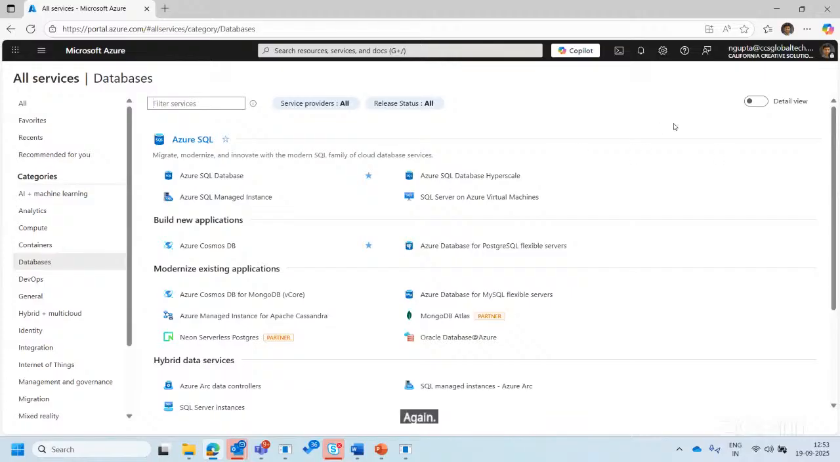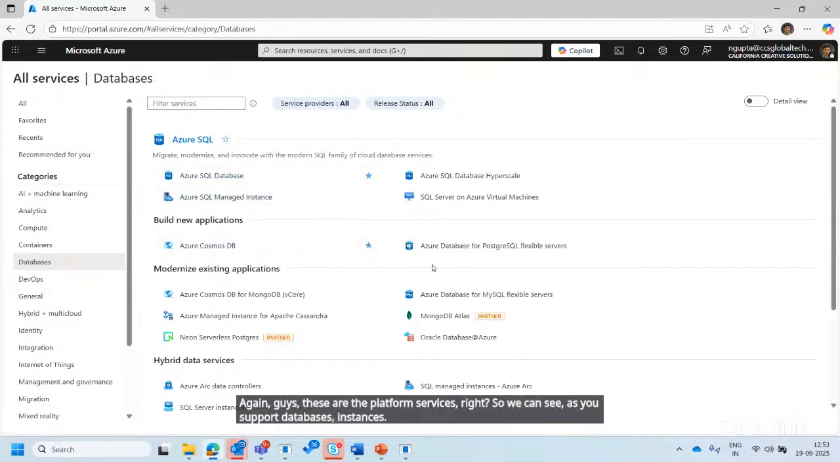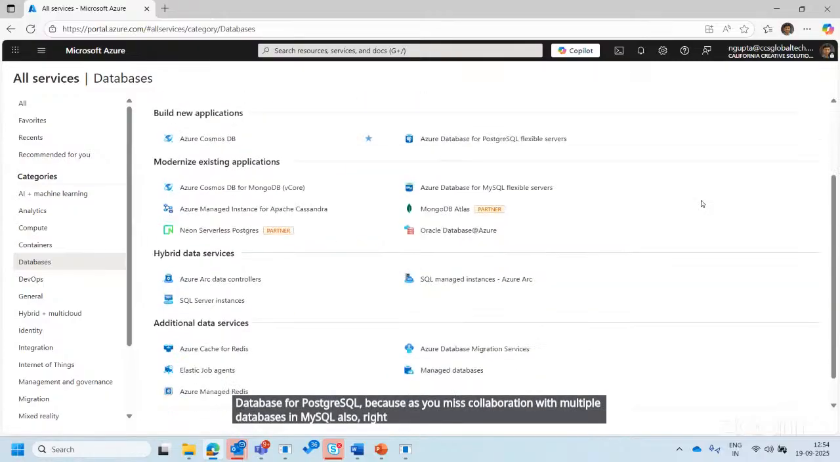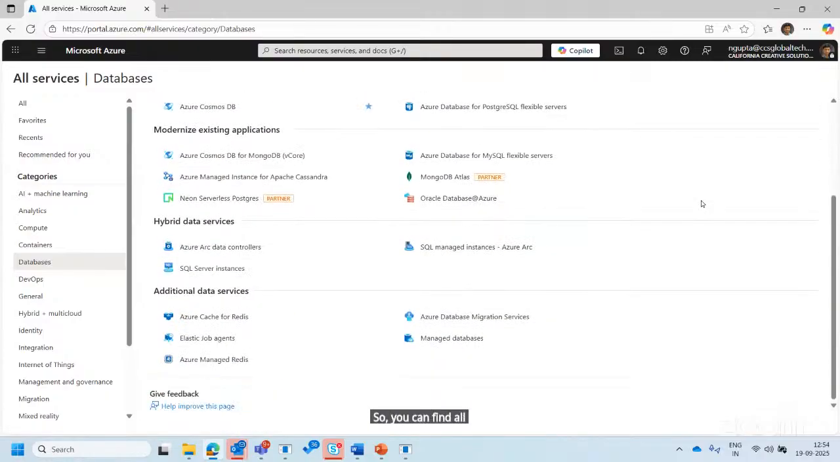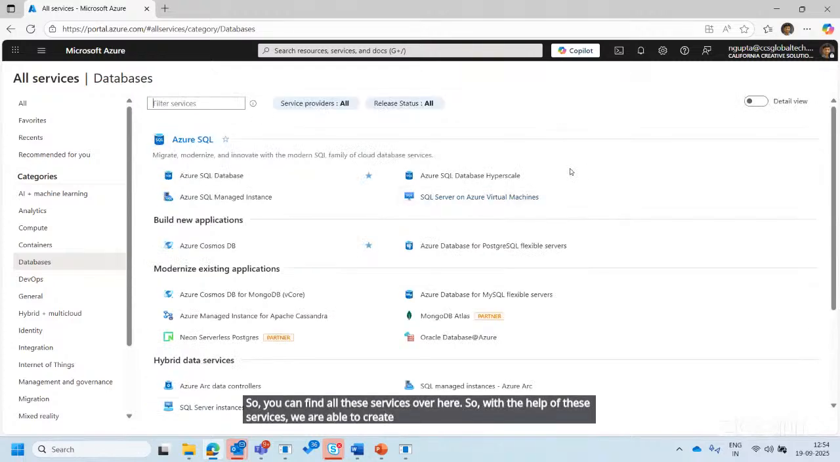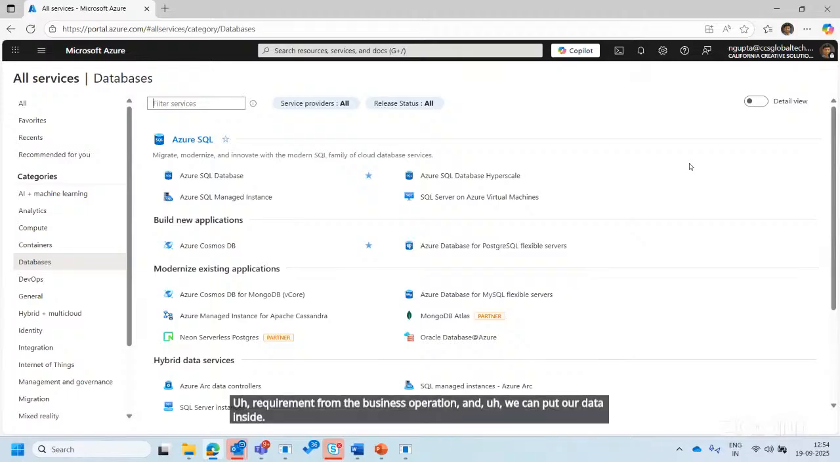Again, guys, these are the platform services, right? We can see Azure SQL databases, instances, Cosmos DB, and database for PostgreSQL, because Azure has collaboration with multiple databases, MySQL also, right? You can find all these services over here. With the help of these services, we are able to create architecture in terms of the requirements from the business operation, and we can put our data inside these databases or data warehouses.